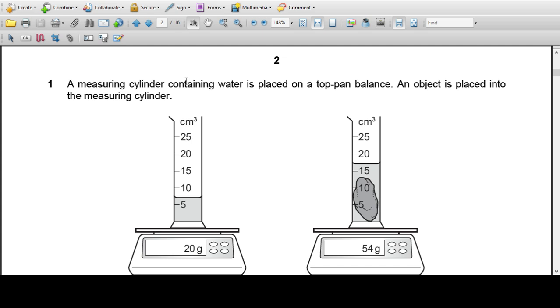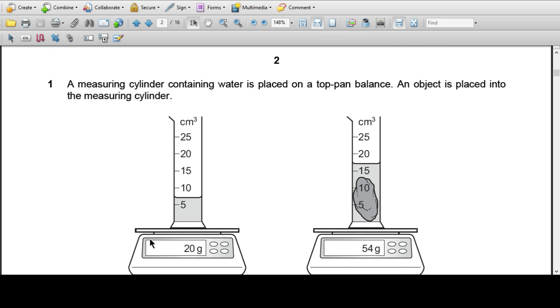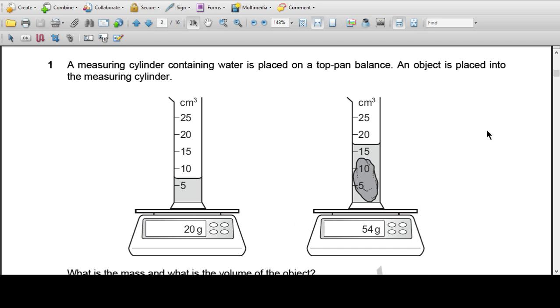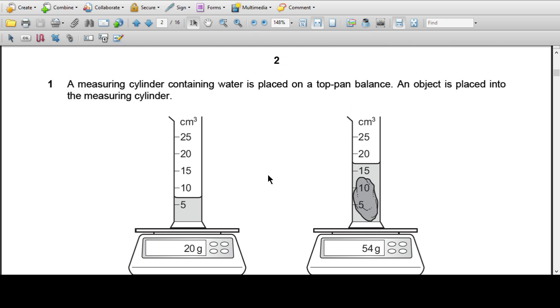A measuring cylinder containing water is placed on a top pan balance. Here a measuring cylinder is placed on a top pan balance. An object is placed in the measuring cylinder. This object is placed here in this cylinder. So the result is that the mass increases and its volume also increases. And what is the mass and what is the volume of the object is being asked in this question.